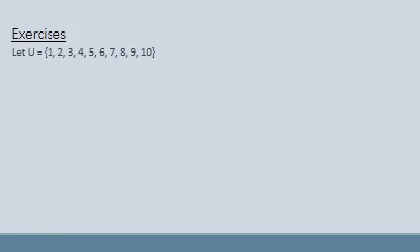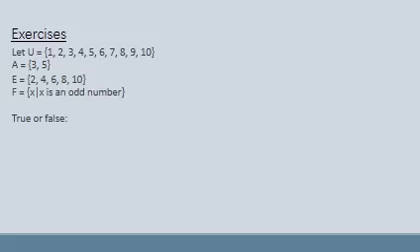Exercises. Let U contain the natural numbers from 1 to 10. A is {3, 5}, E is {2, 4, 6, 8, 10}, F is {X such that X is an odd number}. True or false? E bar equals F.